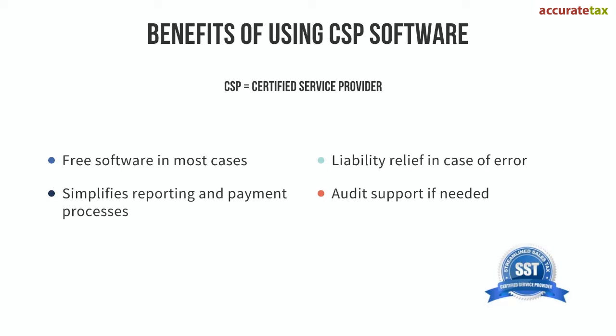In addition to liability relief, that also includes audit support. So if a state thinks you've been doing something wrong or making a mistake, and they decide to do a sales tax audit, that can really take up a lot of time for a retailer. But what they do instead is they start with us. We might still have to communicate with you, but we're kind of their first point of contact, and it shields you from a lot of that communication and reporting and so forth that has to be done for a sales tax audit. So these are a lot of nice benefits that you only get if you're using a CSP software like Accurate Tax.